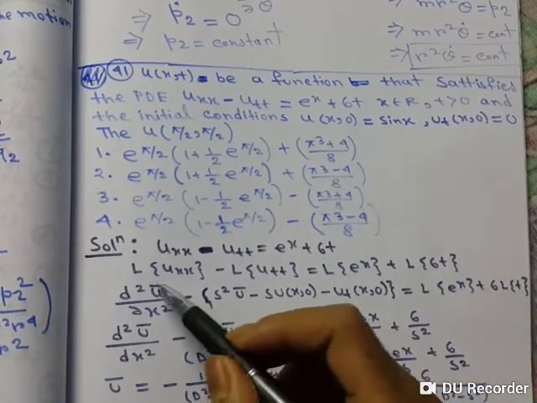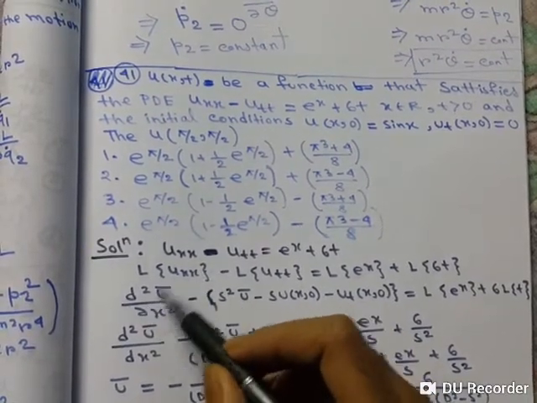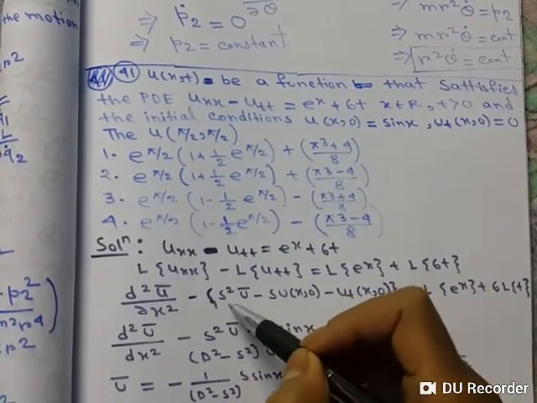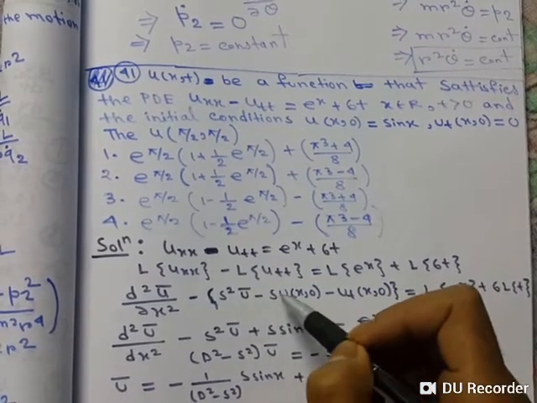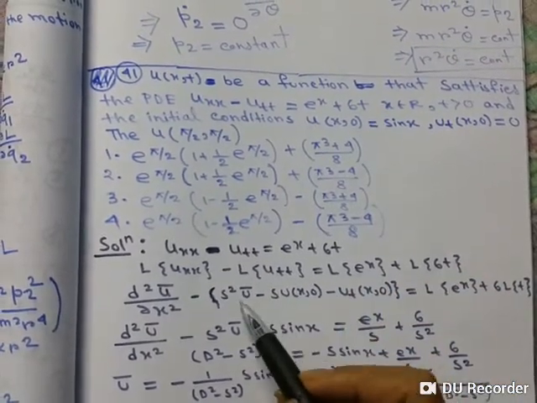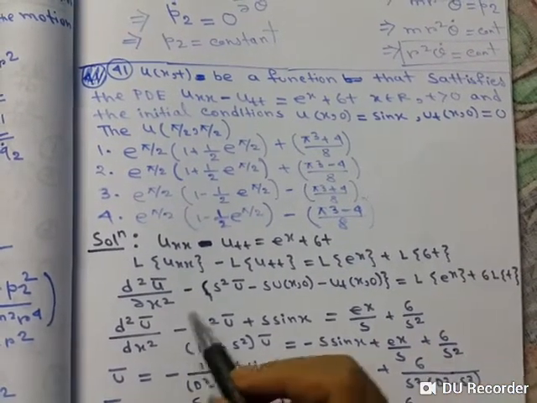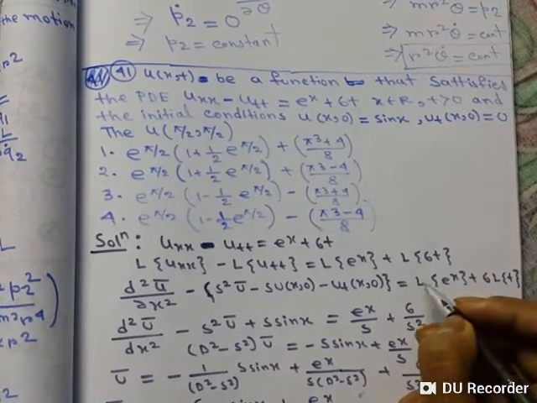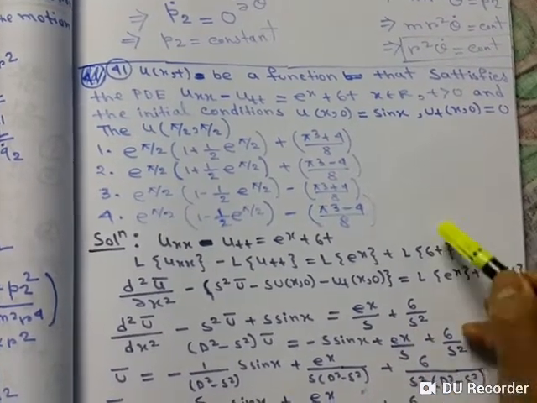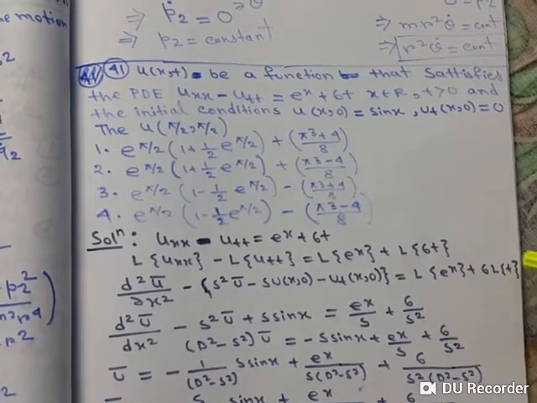So L of u_xx is d squared u bar by dx squared, minus L of u_tt, which is s squared u bar minus s u(x,0) minus u_t(x,0). This is the formula for L of u_tt. The right-hand side is the same: L of e^x times L of 1, and 6 times L of t.